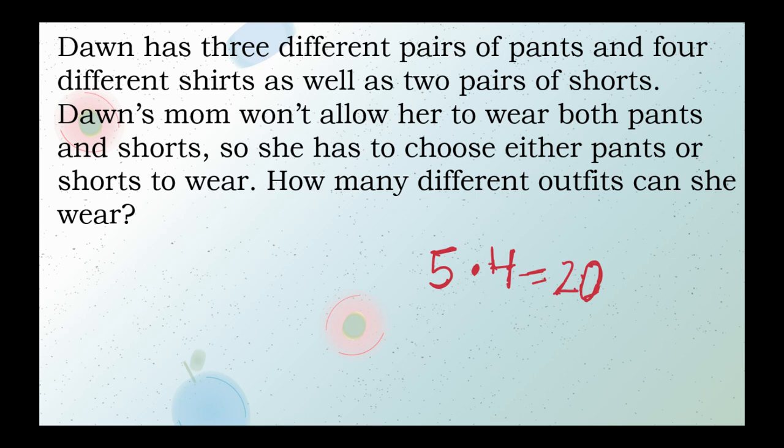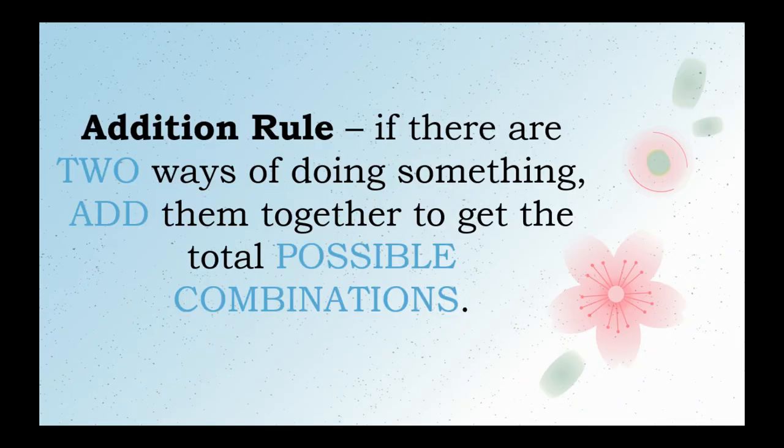And to be honest, a lot of this is common sense. If you just think about it, it makes sense that you would multiply the pants and shorts times the tops and get the total number of outfits. The addition rule is very similar in that if there are 2 ways of doing something, you add them together to get the possible combinations.